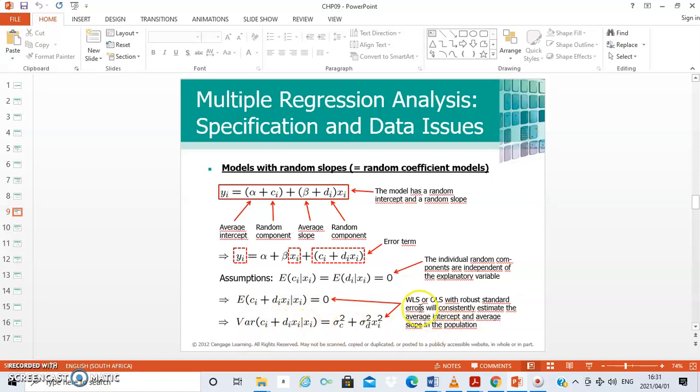And we can then say we can use weighted least squares or ordinary least squares with robust standard errors, and this will still yield consistent estimates of the average intercept and the average slope in the population. Okay, so that's basically just what we wanted to highlight in this context.